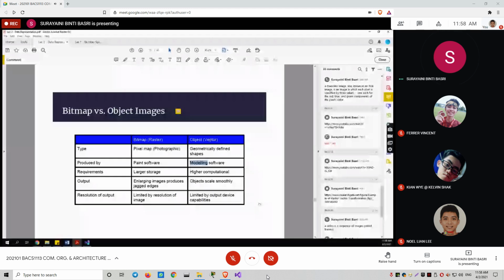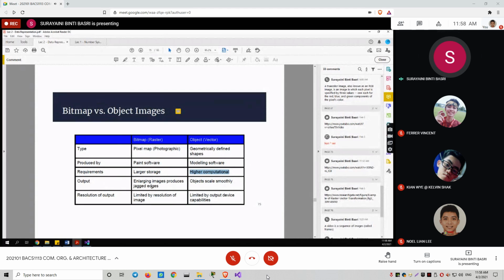For the bitmap, you need a larger storage to store or view it. But for the object, it requires less storage, but your computer needs higher computational power, because every time you open an object image, it needs to translate all of the formulas into that image. So that's why it requires a higher computational computer.